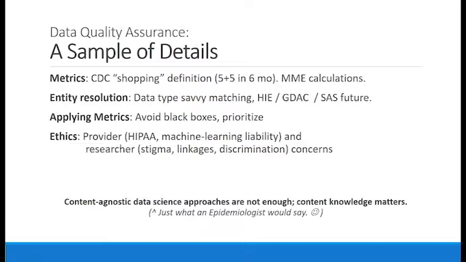And so it's content knowledge like that that says, well, you've actually given this person twice as many MMEs as you think if they start chewing the patches. So details matter. Researcher content-agnostic data science doesn't work by itself. We talked about some detail, which I won't get into, on the entity resolution piece. And we talked about the same things providers said in terms of avoiding black boxes and prioritizing workable metrics.